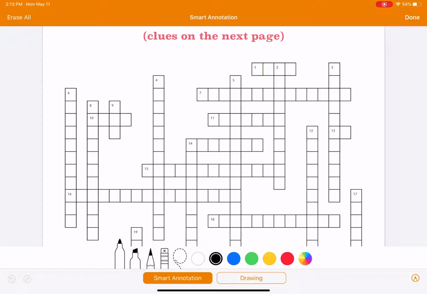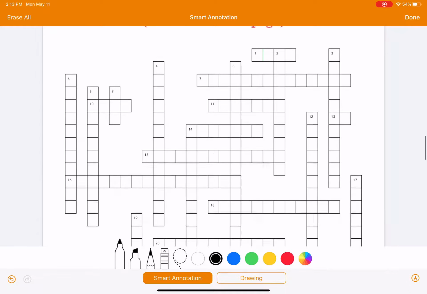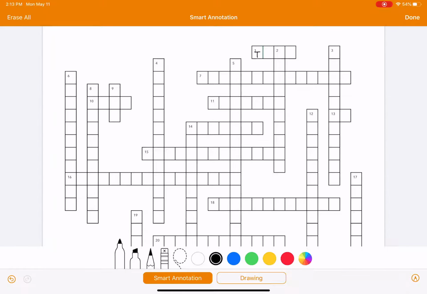Now we're ready for the crossword. I have the clues opened up on another screen so I don't have to go back and forth. The one across, carries amino acid to ribosome, that is tRNA. Two down, the building block of DNA and RNA, nucleotide.